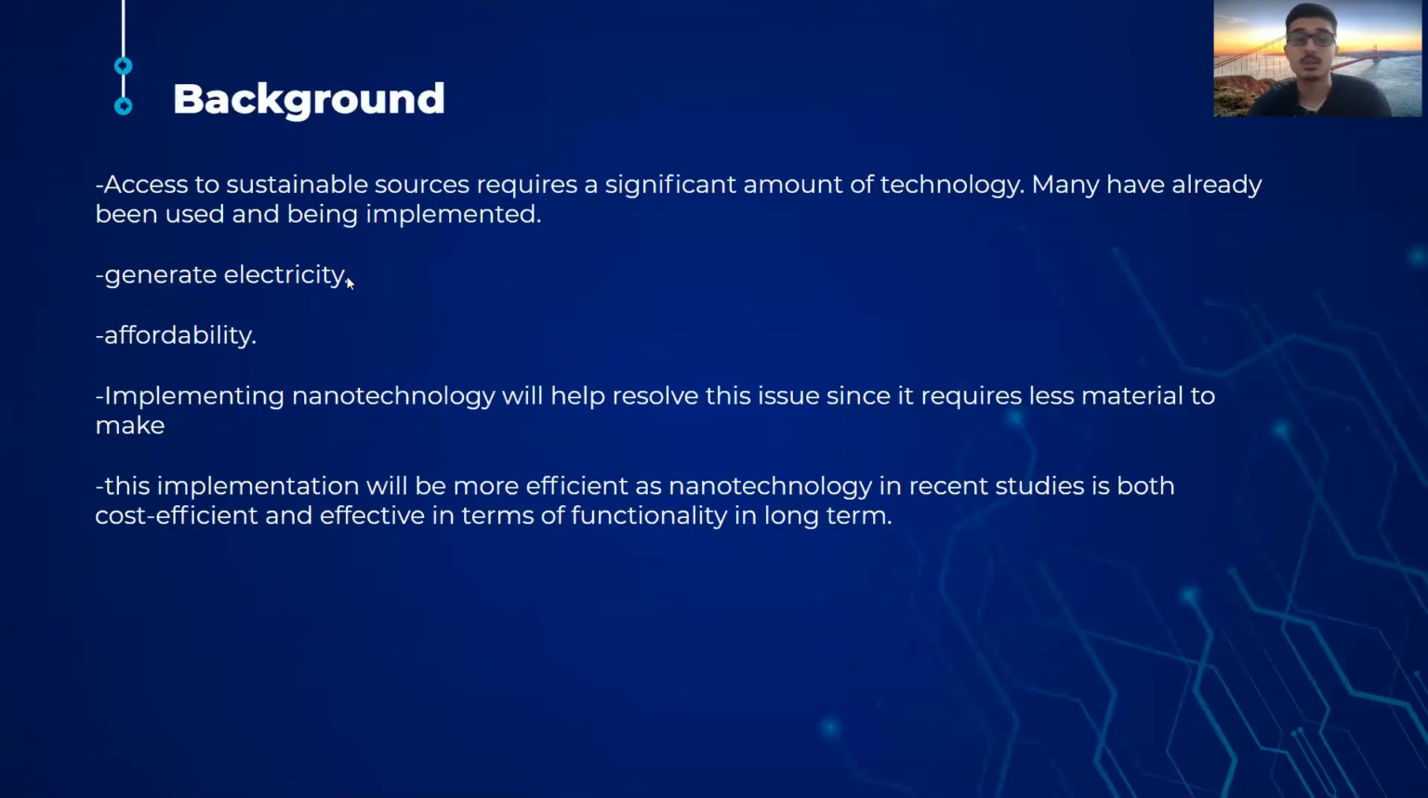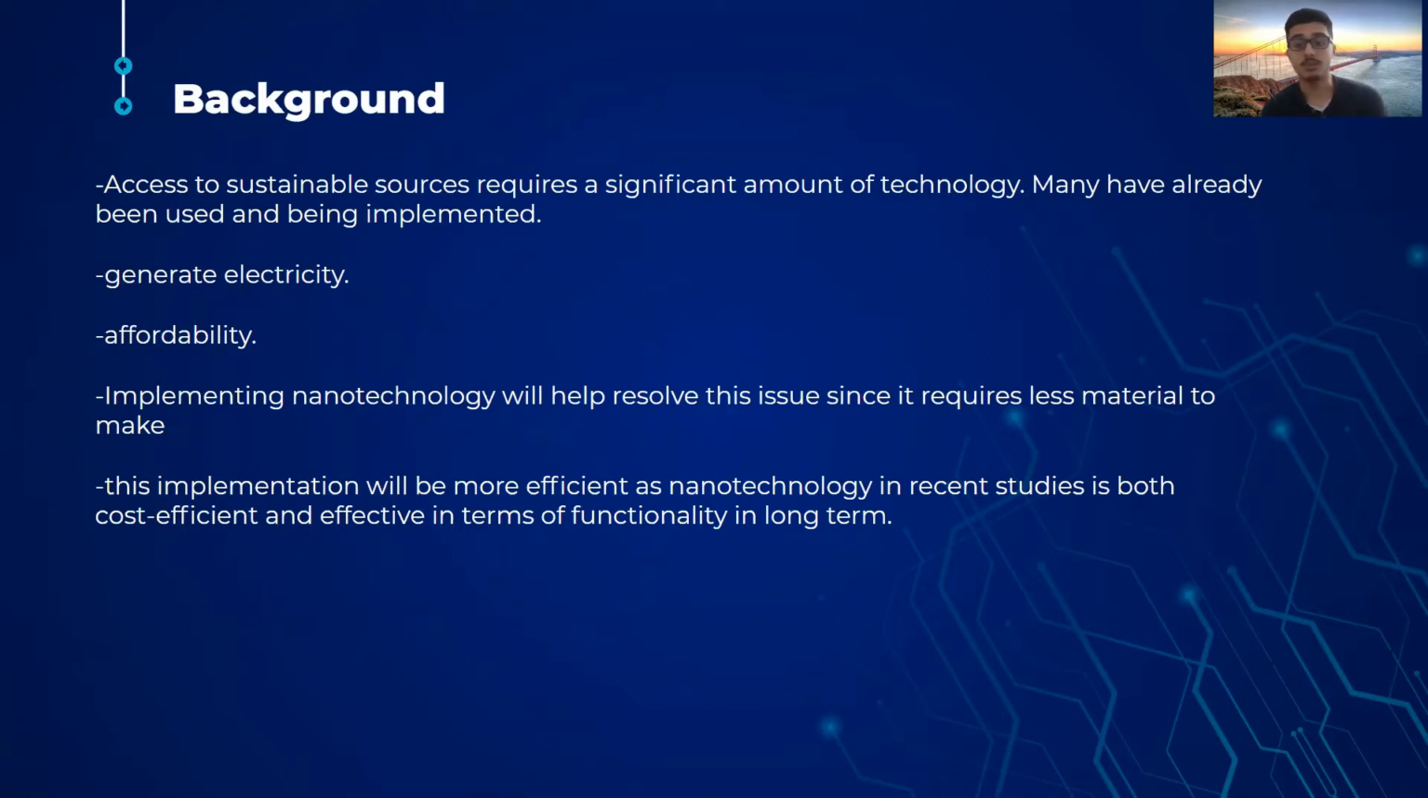In the background, we talk about access to sustainable energy sources that require a significant amount of technology. Many have already been used and are already being implemented. An example would be a solar panel, which I showed you guys in the previous slide, which is known to use solar energy to help generate electricity.